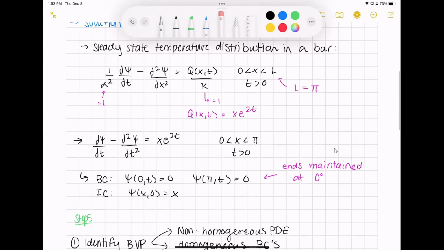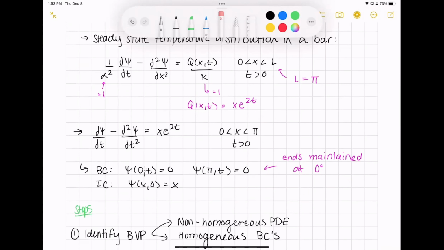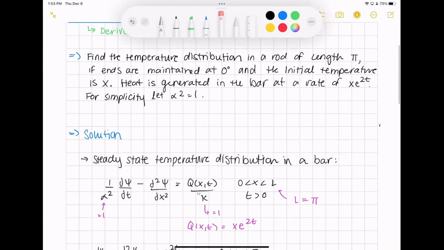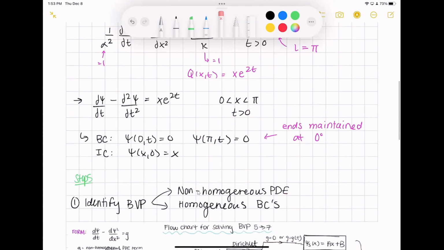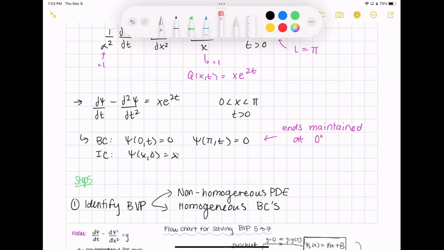So just setting up our PDE, it'll be of this form here, where x varies from 0 to pi, and our two boundary conditions, because the question said that the ends are maintained at 0, we will have when x equals 0 and x equals pi, those both ends are equal to 0, whereas the initial temperature in the bar is going to be x. So when time is 0, the temperature distribution is equal to x.